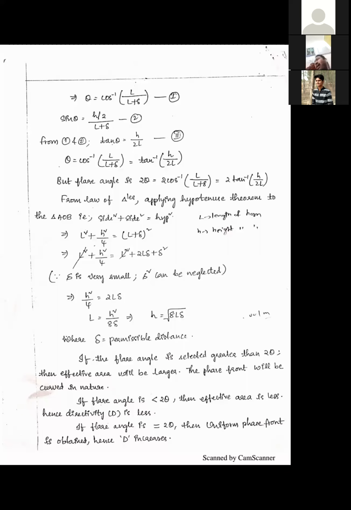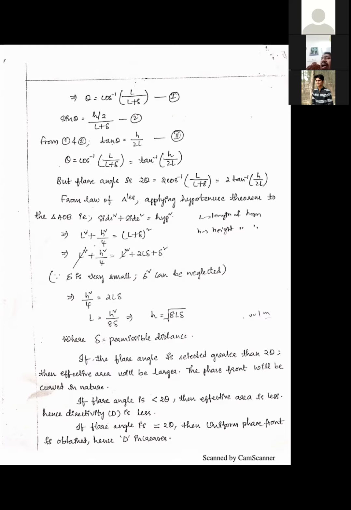Now you will get a doubt, sir, why should the flare angle be exactly equal to 2 theta only? What happens if it is greater than 2 theta, and what happens if it is less than 2 theta? Let us see those cases. The main purpose of using a horn antenna is to increase the directivity and to produce uniform plane waves. We know that directivity is directly proportional to effective area. Do you agree with that?